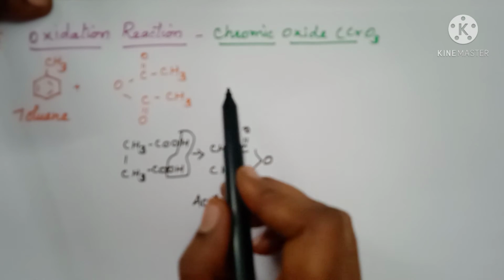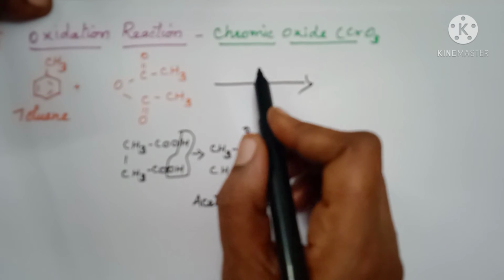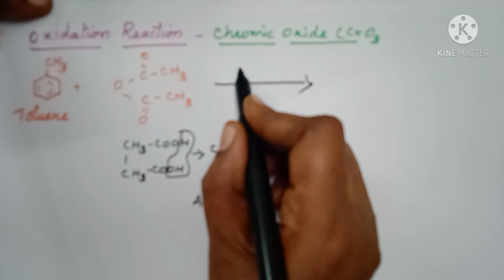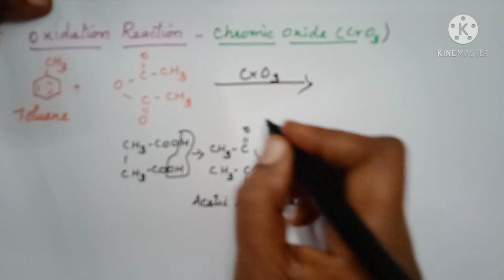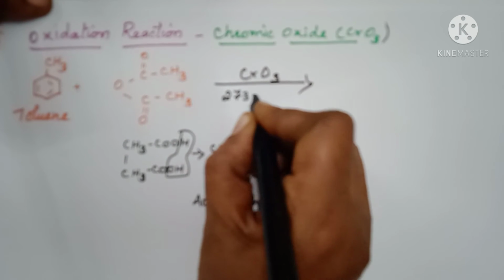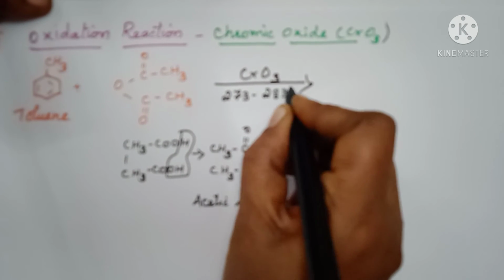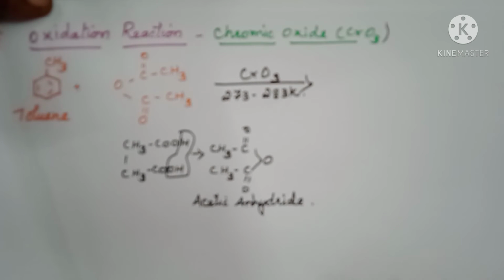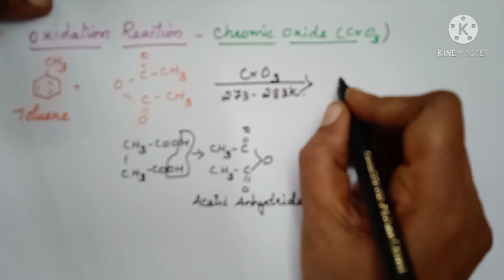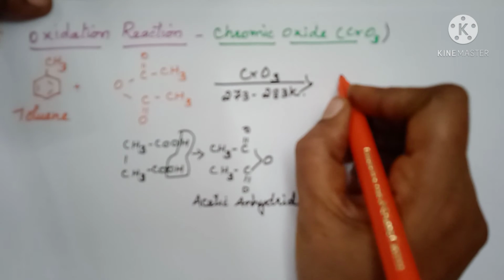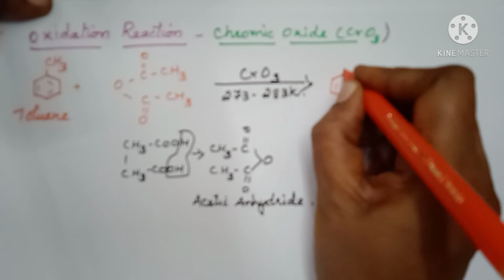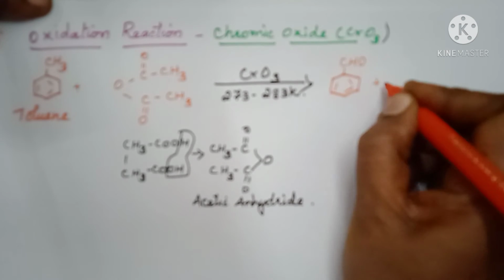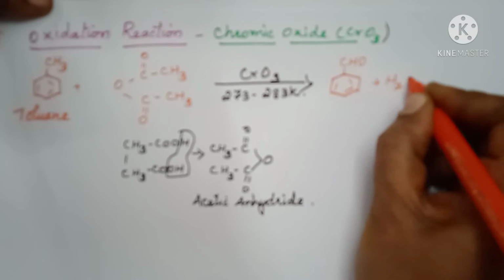Okay, now chromic oxide, CrO3, we are going to take as an oxidizing agent. Now 273 to 283 Kelvin we are going to give as the temperature. So what is the product we are receiving? Naturally benzaldehyde only we are going to receive. So benzaldehyde, CHO, plus water molecules. Oxidation means water molecules.